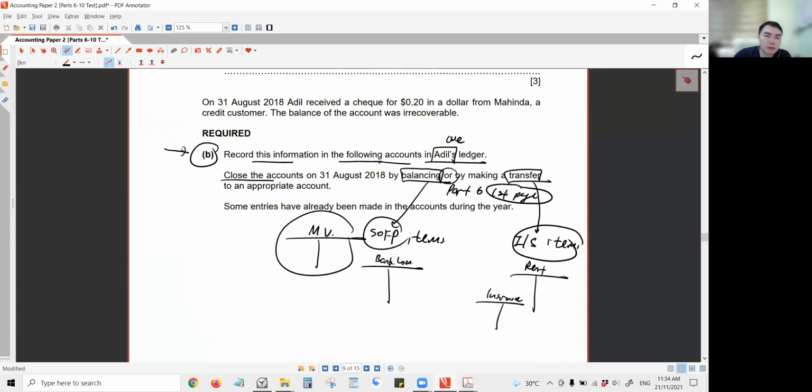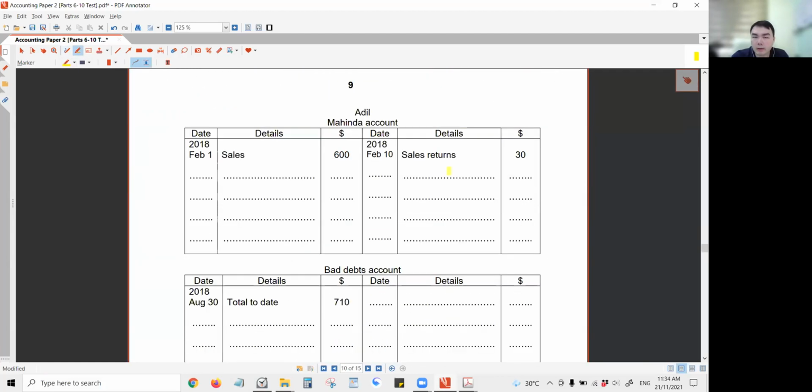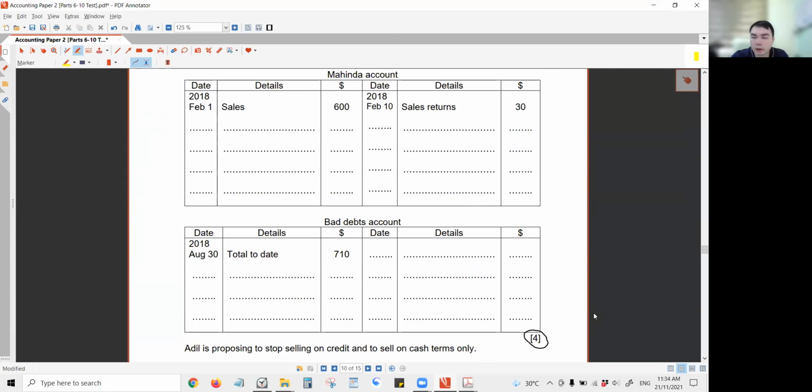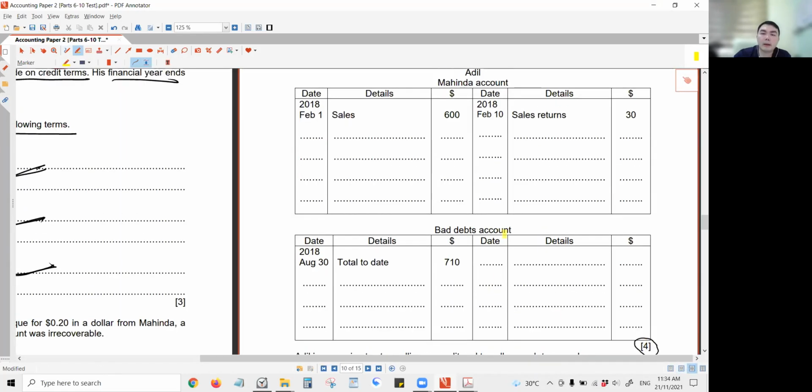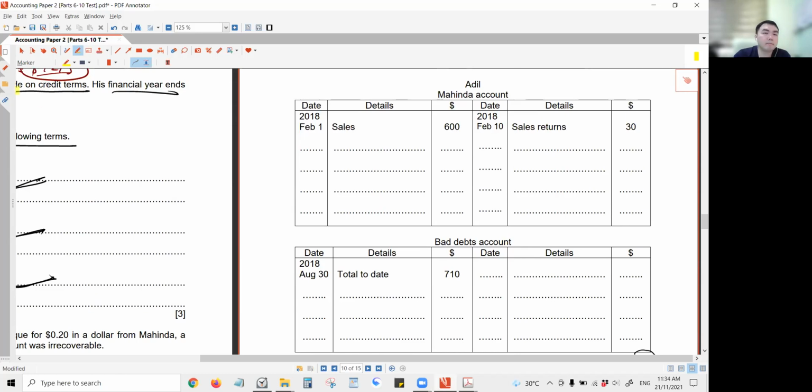Okay, so continue here. Some entries have already been made in the account during the year. We know we are Adil. Keep in mind we are Adil in this question. Then look at the next page. You have two accounts here: Mahinda and Bad Debts account.